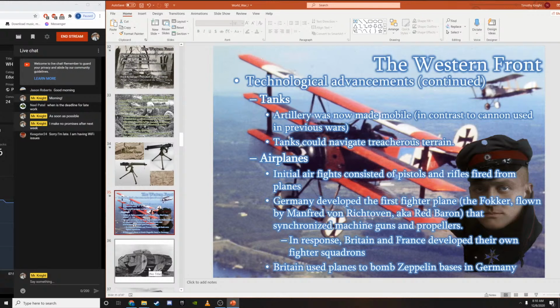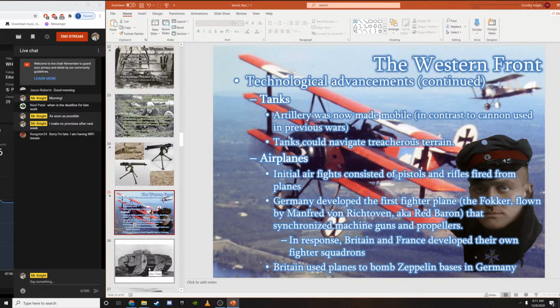Tanks. Another major development was the use of artillery that was now made mobile, in contrast to cannons that were used in previous wars. Now they mount cannons on tanks and armored vehicles. The reason is that tanks could navigate treacherous terrain and not worry about getting stuck in trenches and other things like that. Tanks were very useful, as opposed to trying to wheel out cannons like in an older style conflict, which would have been miserable. So they mechanize the cannons and turn them into tanks.